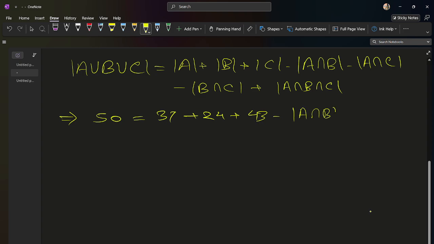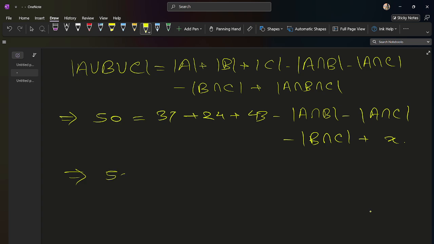Intersection B minus A intersection C minus this. Now let us leave it, and this is X. So we can write that. So that will be what? 50, and this will be 43 plus 24 will be 67, and that will be 37. So 67 plus 37 will be 104. Okay, 104 minus.